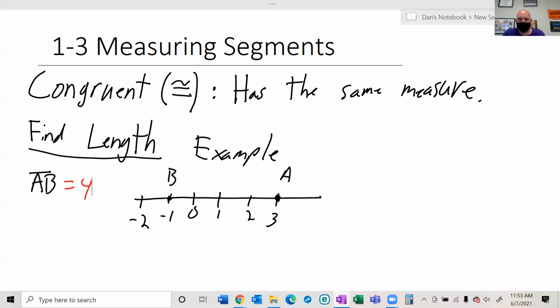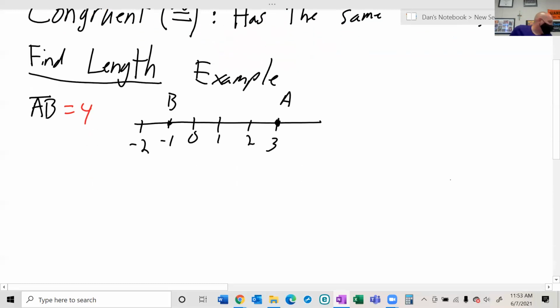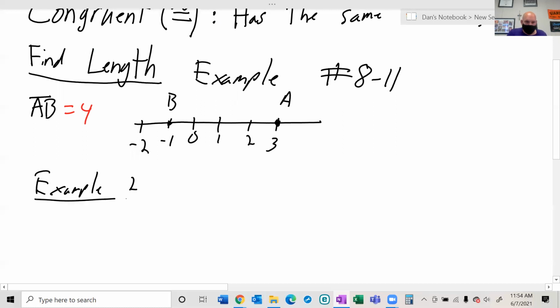The next thing that they're going to do is make it a little mysterious here. So there's another way they might find length. And here's another example. Example 2. Oh, I forgot. This is like numbers 8 through 11. You can write this down so you can be looking in your comp book as you do this work. Numbers 8 through 11 look like what I just did there. In example 2, this is like numbers 12 and 13.